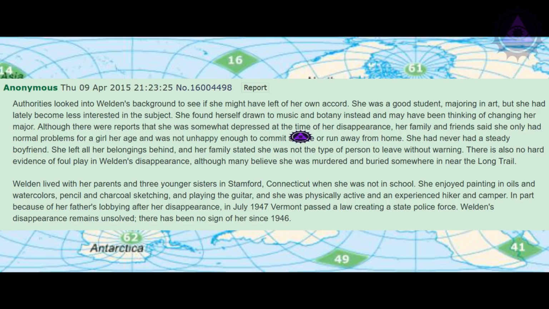In part because of her father's lobbying after her disappearance, in July 1947 Vermont passed a law creating a state police force. Welden's disappearance remains unsolved. There has been no sign of her since 1946.